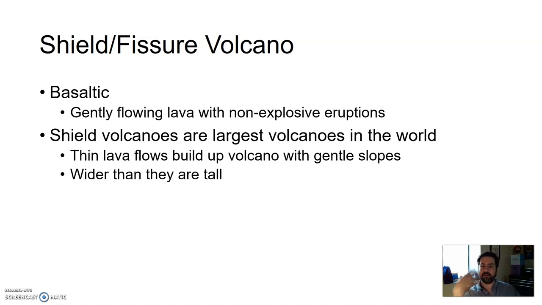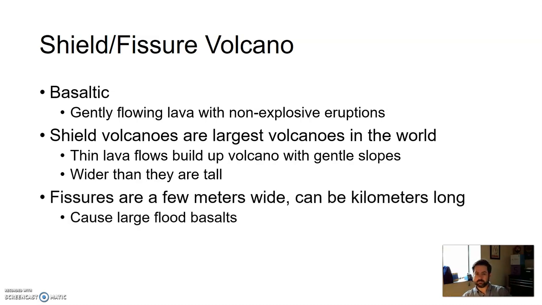This very thin lava that comes out of it flows in all directions to create this circular, huge, shield-shaped structure on the surface of the Earth. And these types of volcanoes are much wider than they are tall. Again, they can be hundreds of miles wide and maybe a few miles tall. Fissures are about a few meters wide, but they can be many kilometers, many miles long. Again, basaltic magma and lava coming out. So instead of a hole where the magma's coming out, it's just a big long crack where the magma's coming out in a couple directions, these fissures.